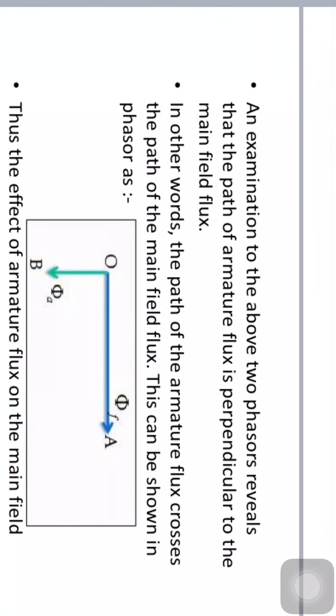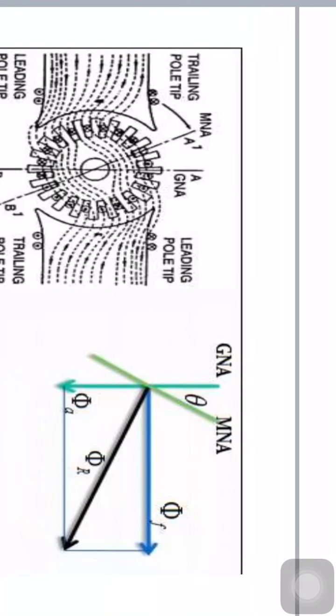And the next one, when the field current and armature current are acting simultaneously, this occurs when the generator is on load. Now there are two fluxes inside the machine, one produced by the main field pole of the generator and the other by the current in the armature conductors. These now combine to form a resultant flux phi r.